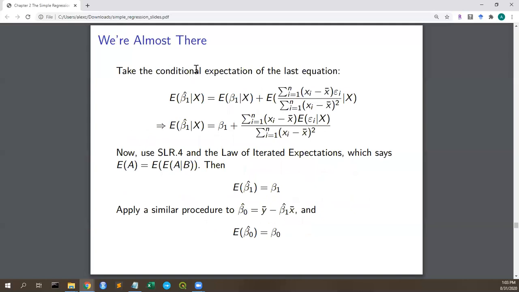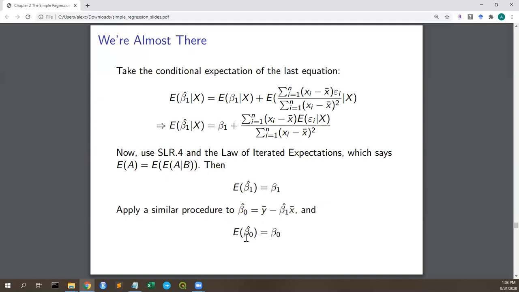So using the conditional expectation of the last equation, we can do beta 1 hat given x equals this expectation. That's just going to be beta 1 still, as you see here, times the expectation of this given x. And if we distribute this and rearrange it, we get the x_i minus x bar times the expectation of this. And we assume that this equals 0. And if this equals 0, then we're multiplying this whole numerator by 0, which means that we have the expectation of beta 1 hat equals beta 1.